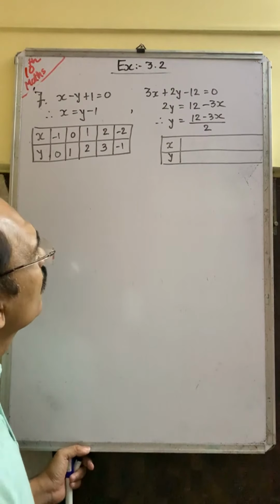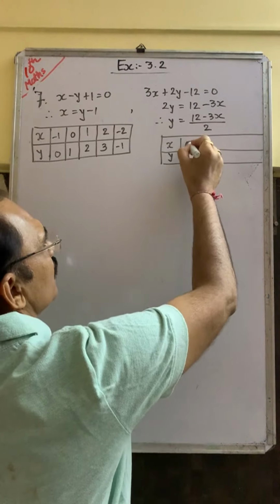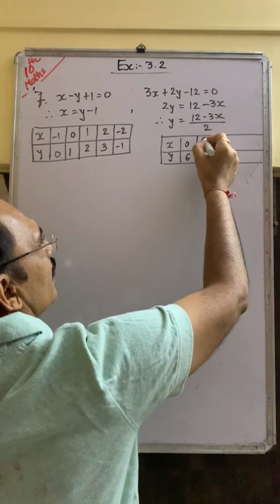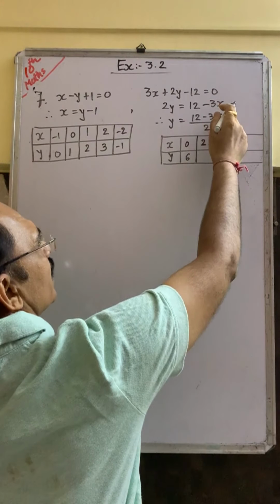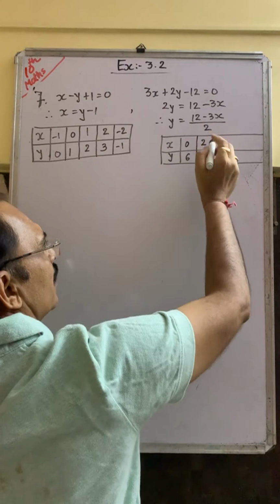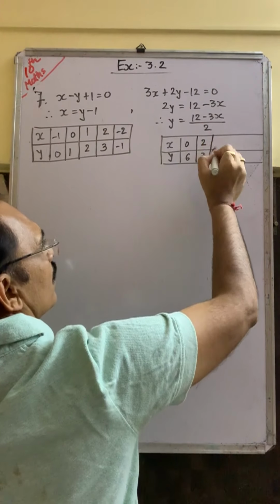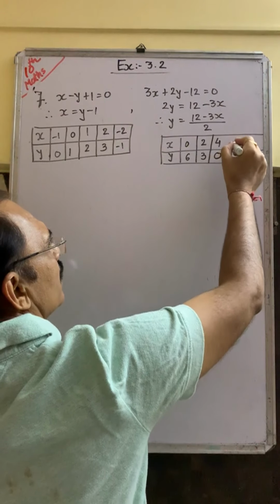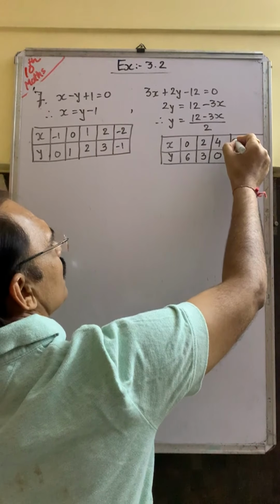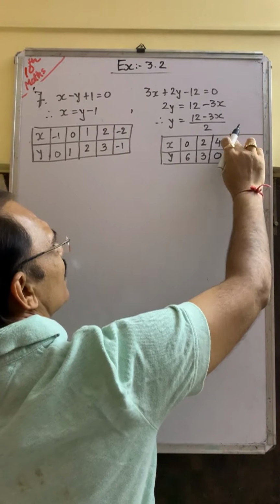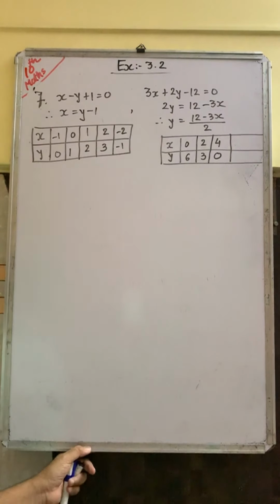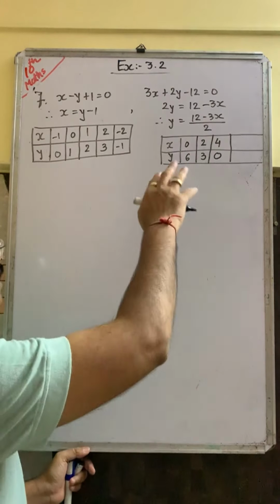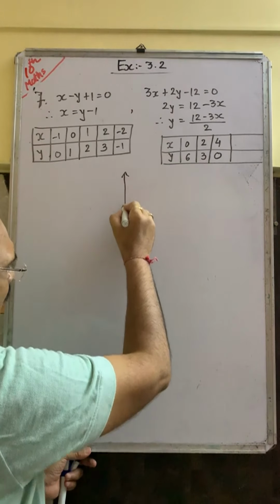Is it okay? Here also take x suppose 0. If x is 0 then this term will be 0, 12 divided by 2 is 6. Now take x is 2. 3 2s are 6, 12 minus 6 is 6, 6 divided by 2 is 3. Now take 4. 3 4s are 12, 12 minus 12 is 0, 0 divided by anything is 0. If you take minus 2, don't take this, it will be a bigger one. To draw a line, 2 distinct points are enough. Here we take 3 points. Now draw the graph.